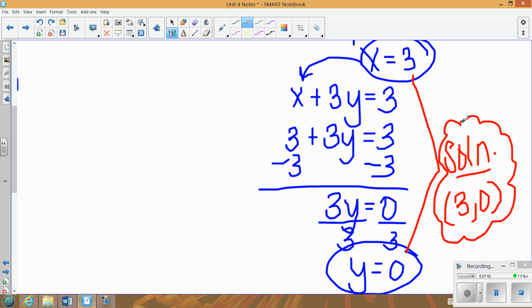And keep in mind, it doesn't matter that I eliminated the y variable. I could have eliminated x and I would have ended up with the same solution. The only difference is I would have gotten y equals 0 first and then had to plug that in to get x equals 3. So either way, you're going to get the same answer. Also, you could check your solution by plugging it into both equations. So, that's something that you don't have to show, but you should definitely always do it just to make sure that you are getting the right answer.